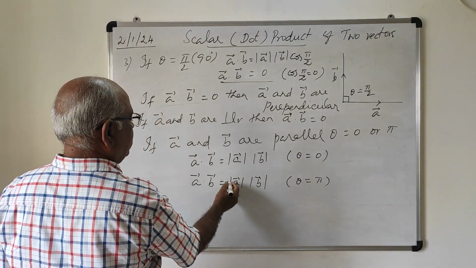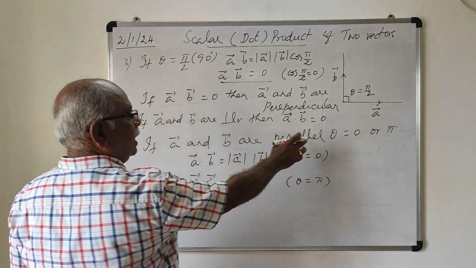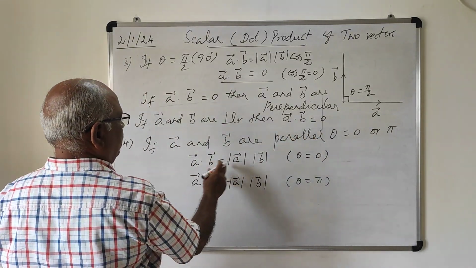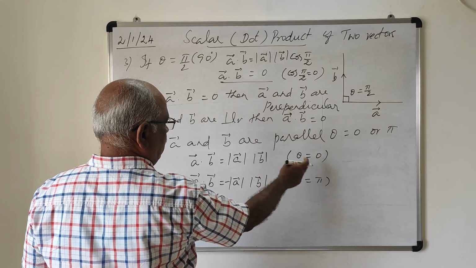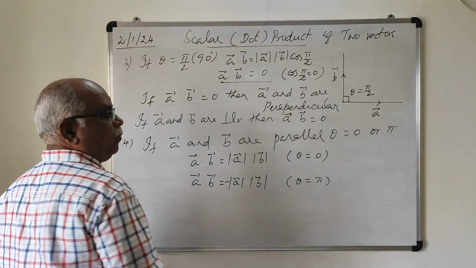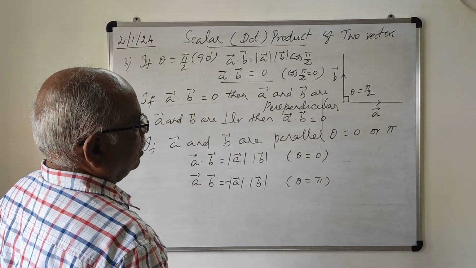Therefore, this is minus A dot B if A and B are antiparallel. In this case, A dot B is mod A mod B. Cos 0 is 1. Cos pi is minus 1. Therefore, it is negative A dot B. Okay. Next one.